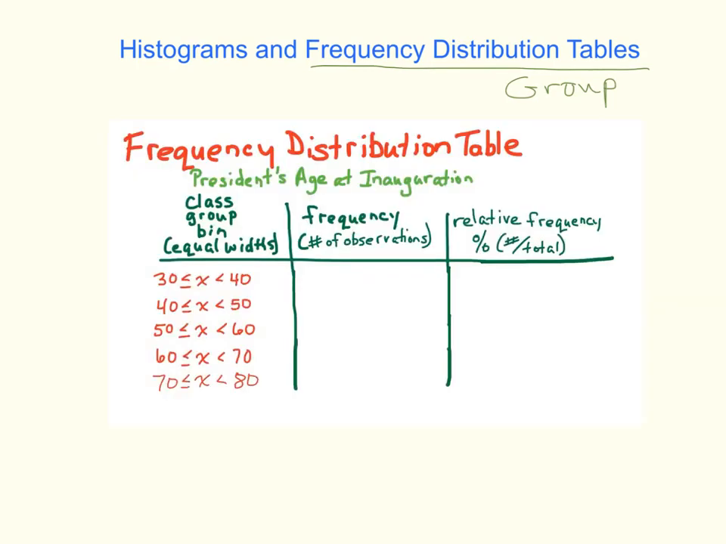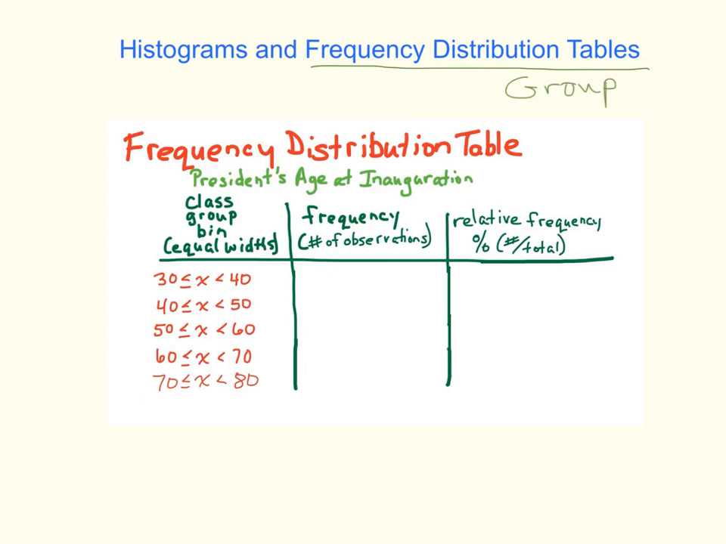A frequency distribution table will group data to help better organize it. Here is a frequency distribution table for the age of each president at their inauguration. Notice here I have grouped the ages 30 to 40, 40 to 50, 50 to 60, and so on.